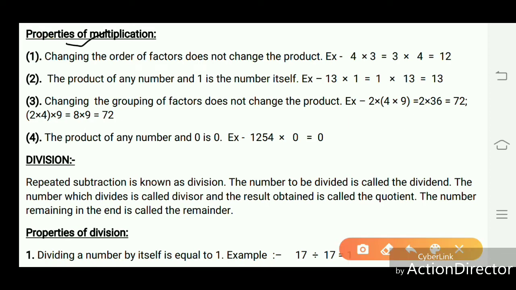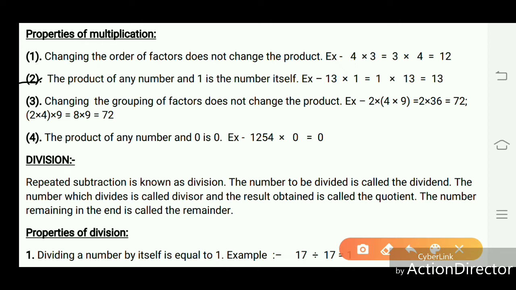Now properties of multiplication. The first property is changing the order of factors does not change the product. Example: 4 into 3 equals 3 into 4 equals 12. It shows when we change the order of the factors, both give the same product, like 4 3s are 12 and 3 4s are 12. So this property shows changing the order of factors does not change the product.